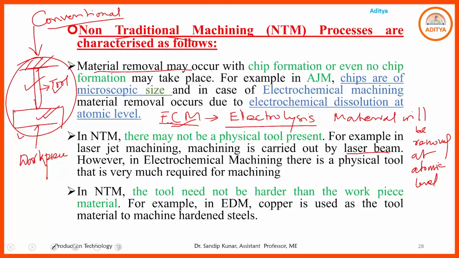In conventional machining we use high speed steel, which is generally harder than other workpiece materials. Being a harder material, it easily cuts the other material. So HSS is used as a tool material. Those are some main characteristics of non-traditional machining processes, and I also discussed the characteristics of conventional machining processes.